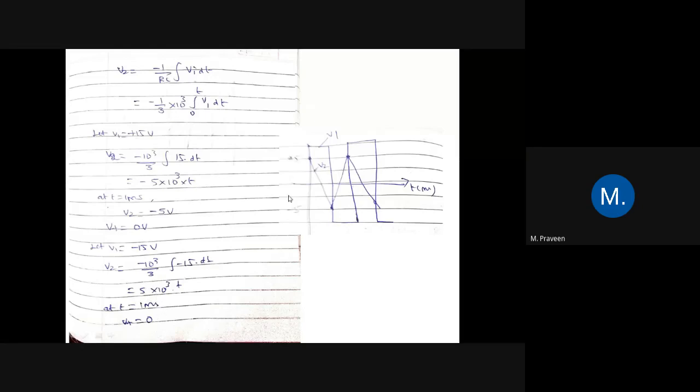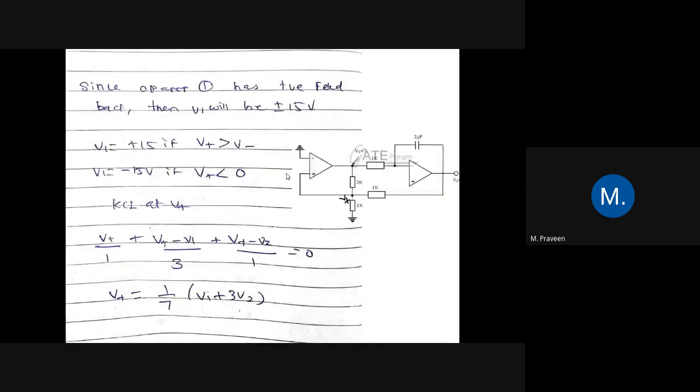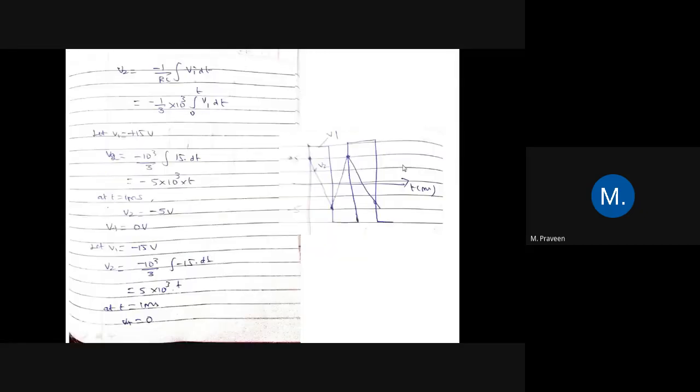If you draw the diagram, this square wave is nothing but the waveform for V1. V1 is working as a comparator. The output of the comparator is a square wave, that is plus or minus V saturation. If it is plus V saturation, that is plus 15 volt, then what about V2? What happens for plus 15 volt?